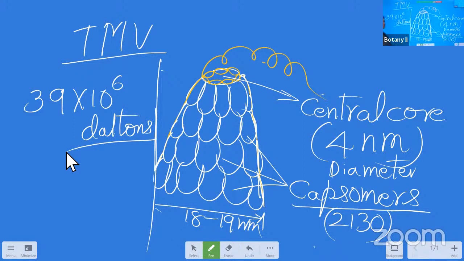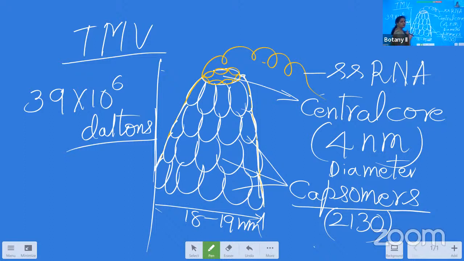After the capsomer number, what do we have to write? The molecular weight of the TMV is 39 into 10 to the power of 6 Daltons, and each and every capsomer is having 158 amino acids in them, and the genetic material in the TMV is single-stranded RNA, which is present in a spring-like manner in the central core. This is single-stranded RNA, which is having 6,500 nucleotides in it. That's it. We can wind up the answer.